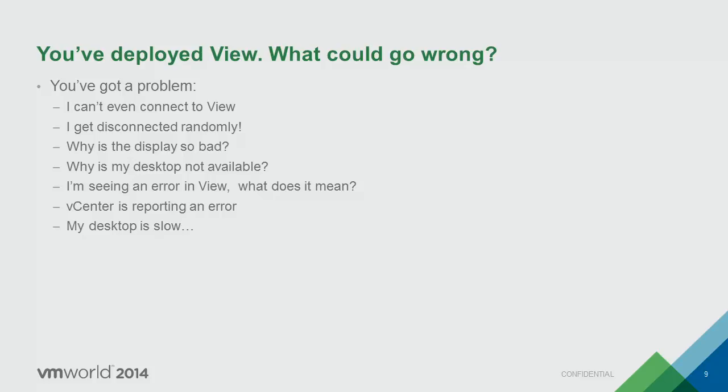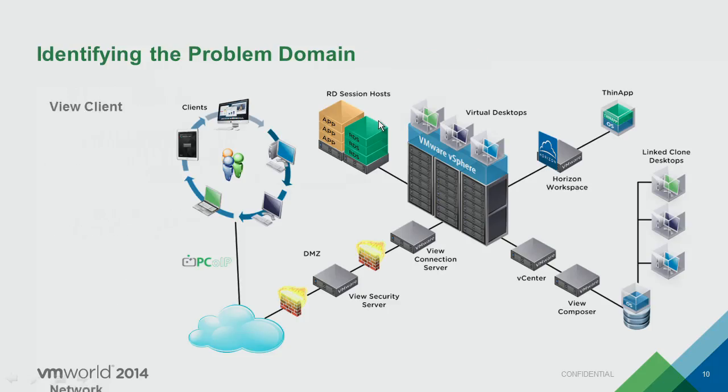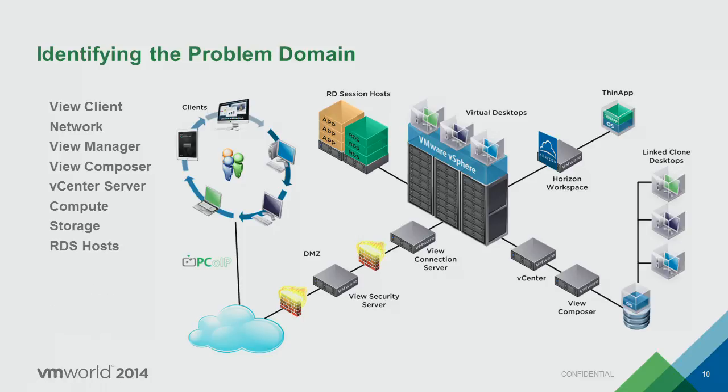Also, making sure that when you see an error in View, you know what that means. We'll talk about a few of them and some of the things that you can look for in a log, but there are basically 4 main domains that we're going to talk about today in terms of where things could go wrong. But before we do that, it's important to also understand the architecture of a Horizon View environment.